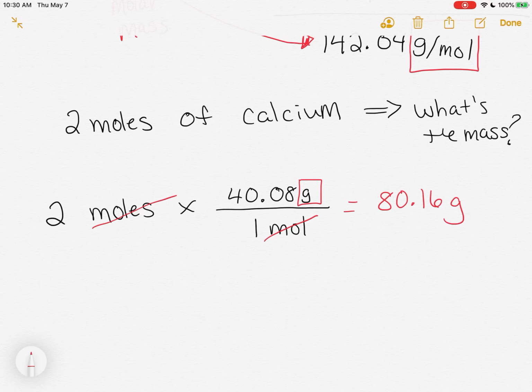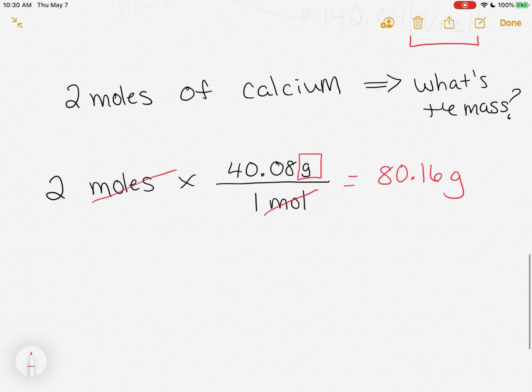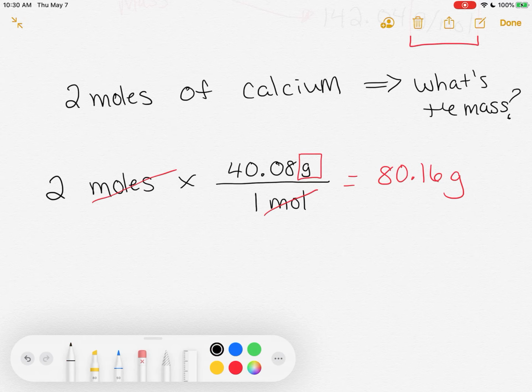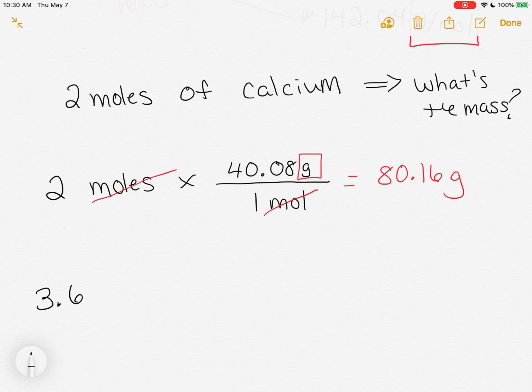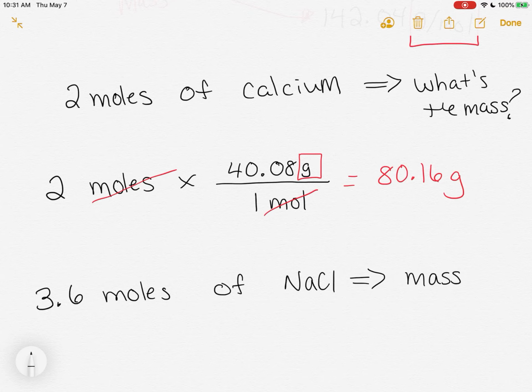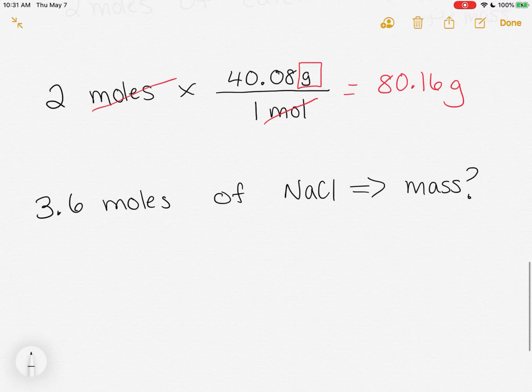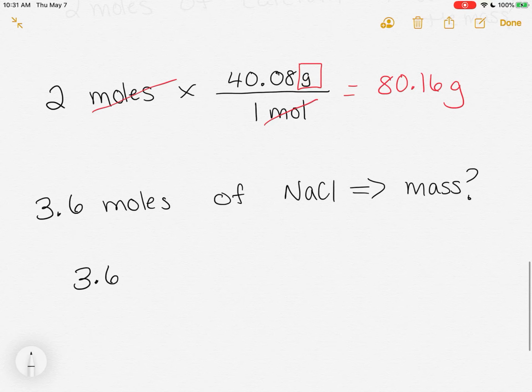Now we can use this with any type of substance. It doesn't have to be just an atom. We could do it with a compound if we wanted to. So say we had 3.6 moles of sodium chloride, NaCl, and we want to find the mass. What mass would that be? I'm starting with my 3.6 moles of NaCl, and I need to multiply by that conversion factor.